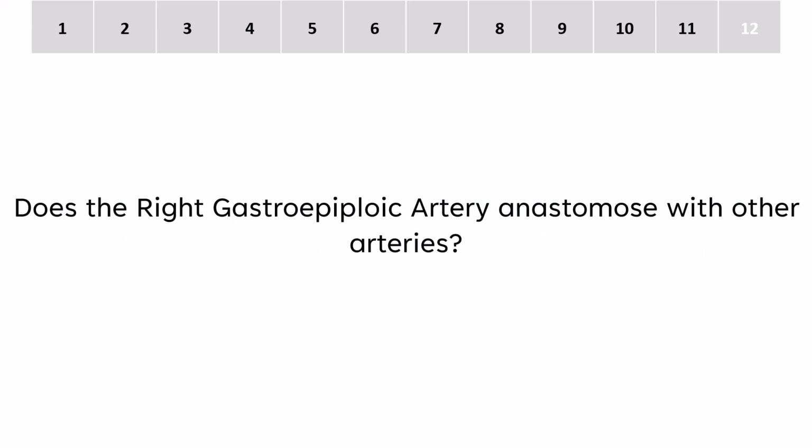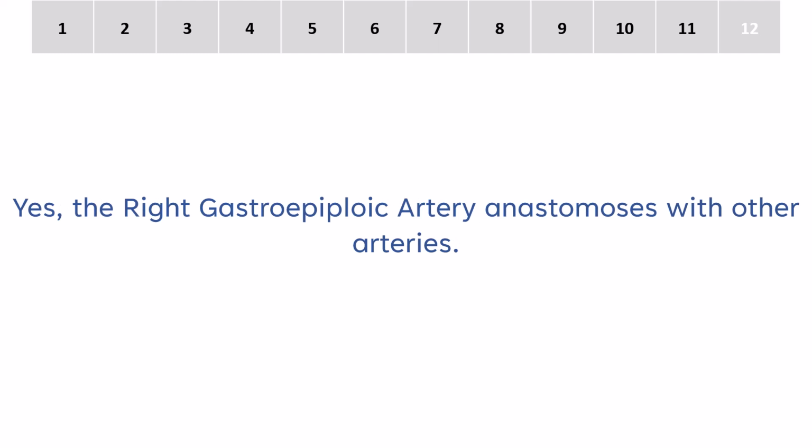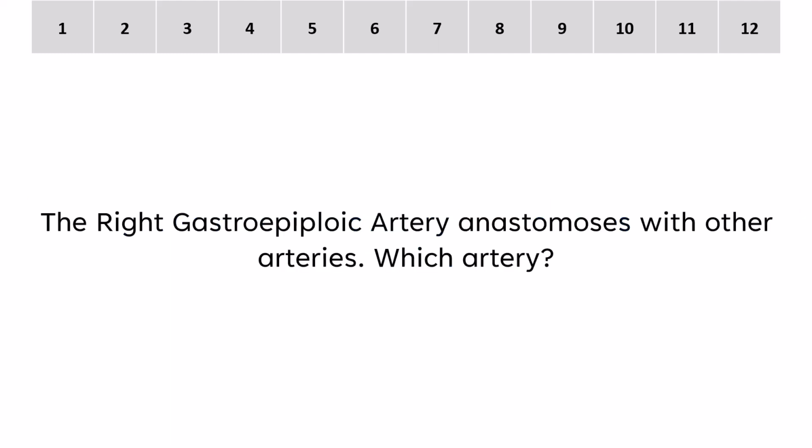Does the right gastroepiploic artery anastomose with other arteries? Yes, the right gastroepiploic artery anastomoses with other arteries.